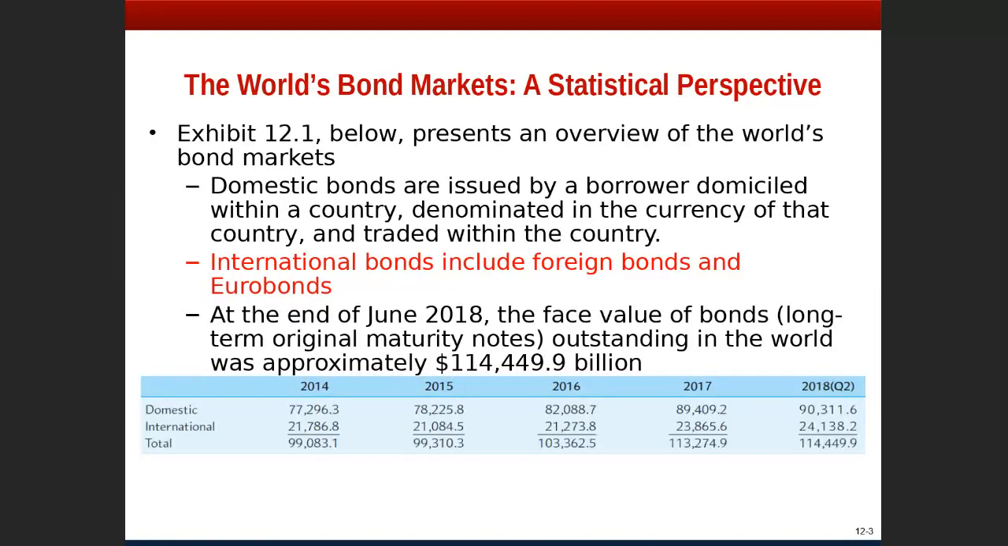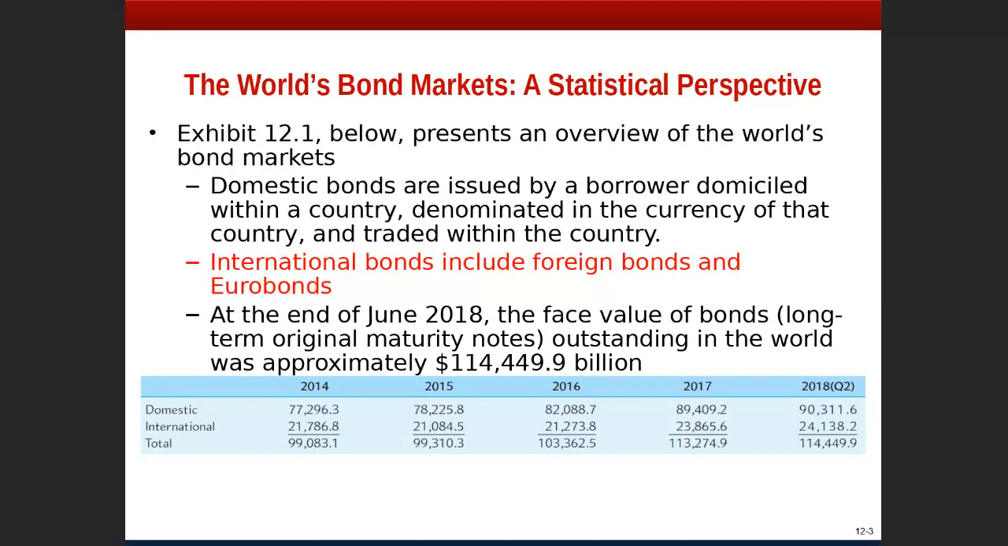Now, this Exhibit 12.1 in your textbook presents an overview of the world's bond markets. You can see that the bonds are broken down into whether they are domestic bonds or international bonds. Now, what is the distinction between the two?